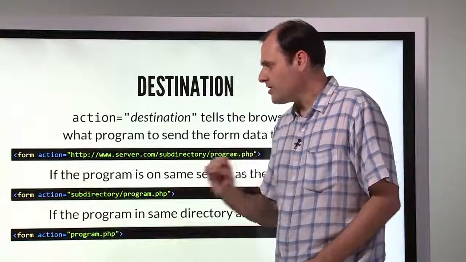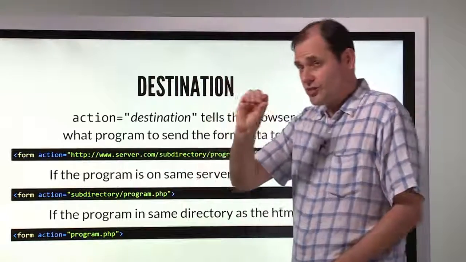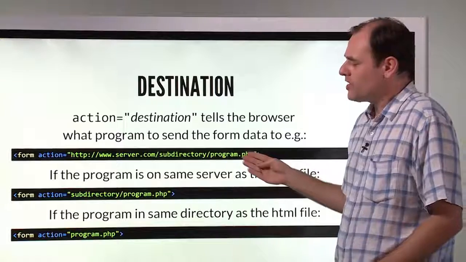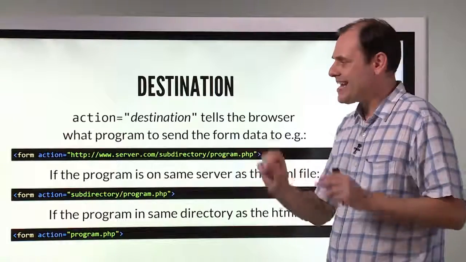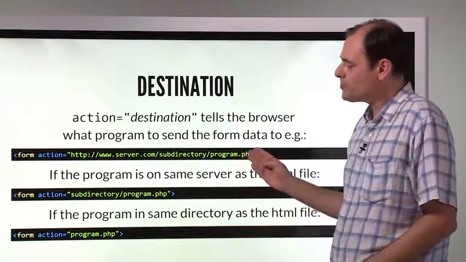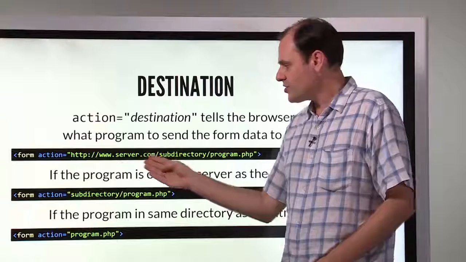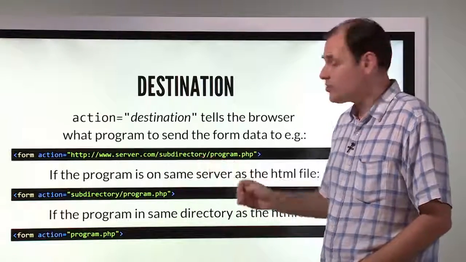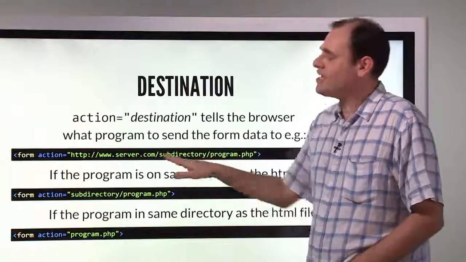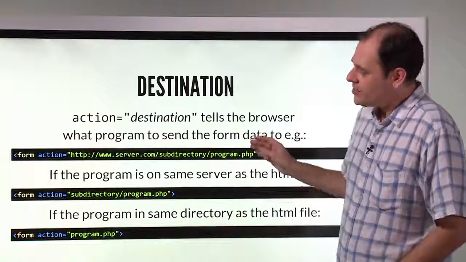Destination, we talked about it briefly. Here's an example. This is the start tag form, and there's a complete example. Everything that is chosen, selected, or entered in the form is sent to this particular program. I just made up this example. There's the server, there's a subdirectory on the server, and there's the exact program in that directory on that server. All right? So that's where all the data will be sent.